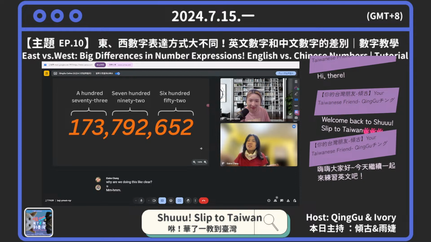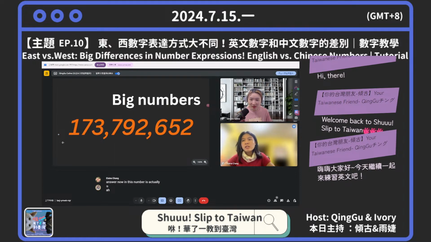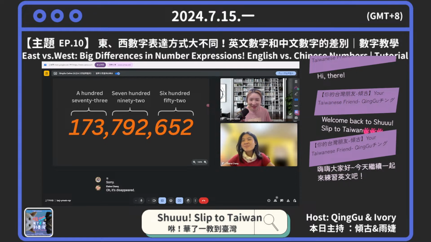So you guys might be wondering, why are we doing this? Clearly, this is not the number. So, when we say all these numbers separately in small groups, we can add on units by using the commas after to know what number it is. So, okay, Chingu, you can show the full answer now. And this number is actually 173. Oh, it disappeared. Sorry.